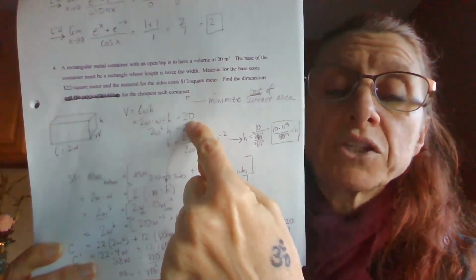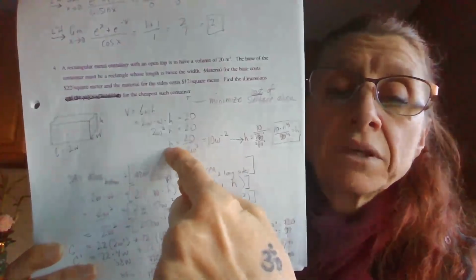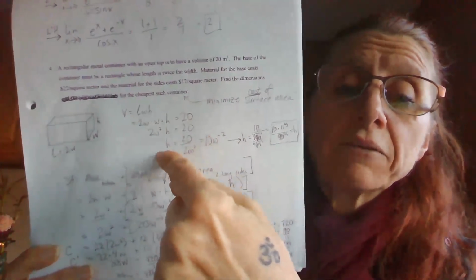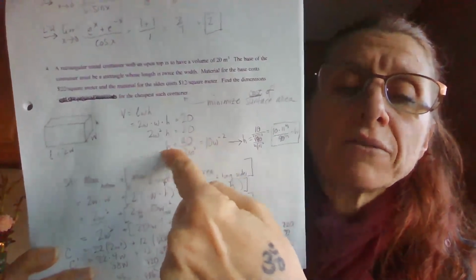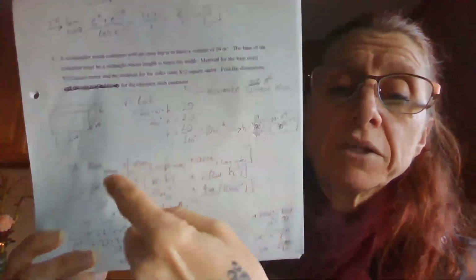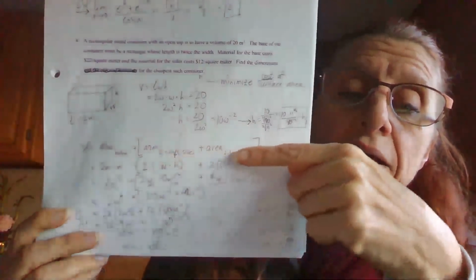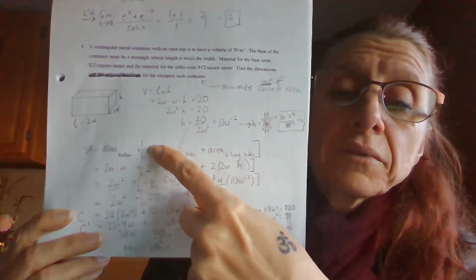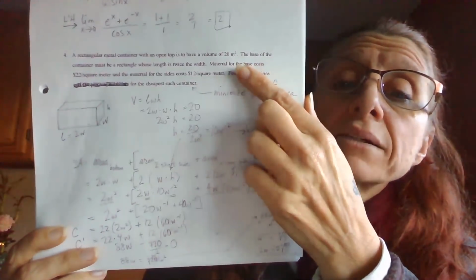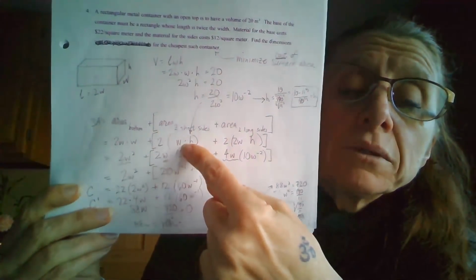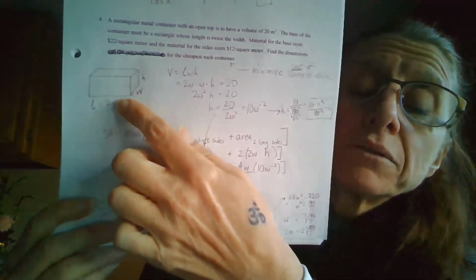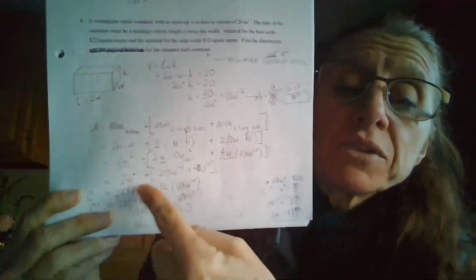And then we use the information that we're given, because you're told that the volume is 20. So we can use that information to solve for H, at least in terms of W. And it's a closed box, a closed container, so you need to have 2 tops and bottoms, right? Your tops are 2W times W.